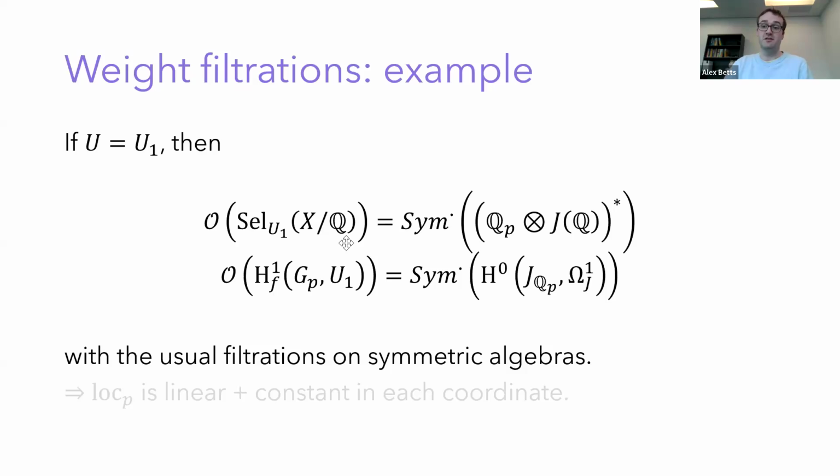And I've just promised you that the rings on the left-hand side of these equalities come with some canonical filtration induced from the descending central series on U_1. And it turns out that filtration is just the usual filtration you get on symmetric algebras. So basically the filtration by tensor length.